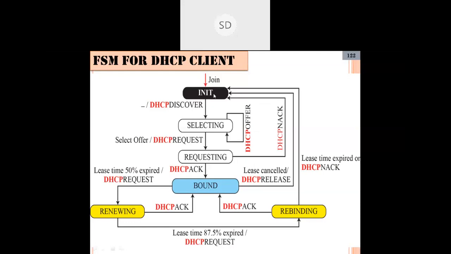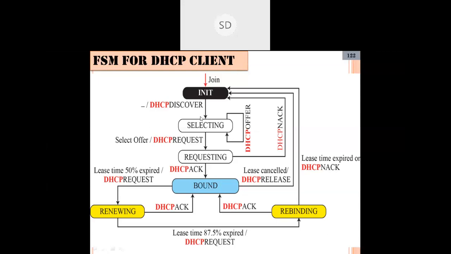Okay, the first state. At the initialization state, if you imagine the previous block diagram, the first step is DHCP discover, right? A request is sent by the client to the server. So that is this one, DHCP discover. On this request message, the state changes from the initialization state to the selecting state.